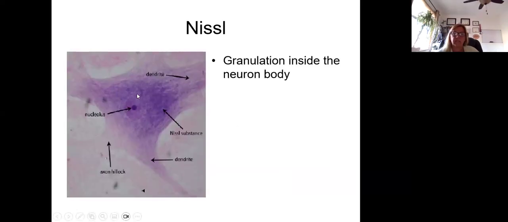So this is what it looks like. All of this granulation, here's your neuron. Here's a dendrite. Here's a dendrite. This is your axon coming out. Here's your nucleolus. All this purple granulation in here is Nissl substance.